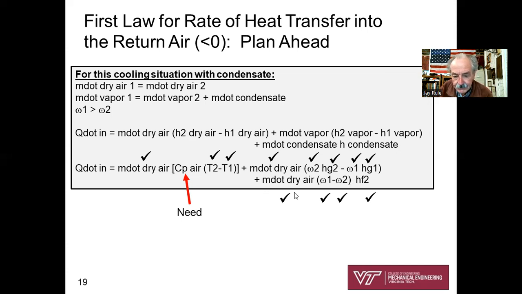And then how did I come up with m dot of the condensate? Well, I recognize that I'm using the continuity equation. So this is simply the difference between omega 1 and omega 2, a larger number, a smaller number. So the difference in vapor flows is the condensate flow.